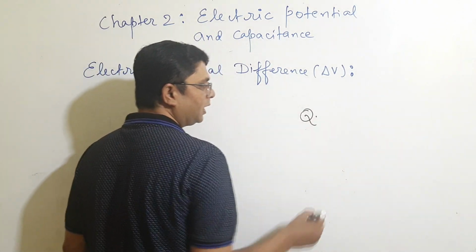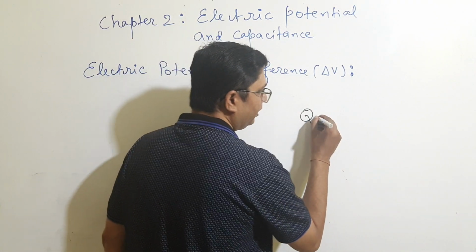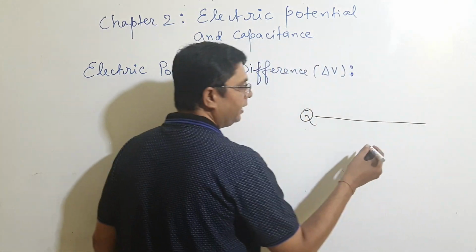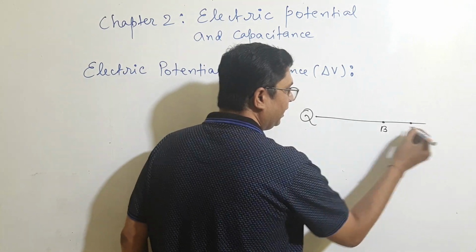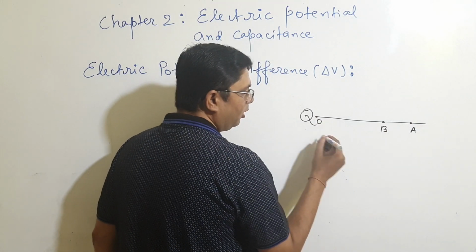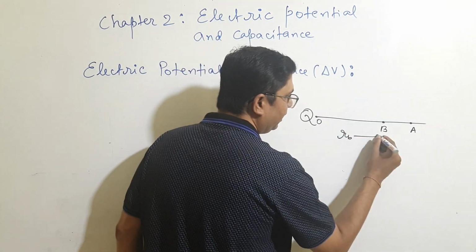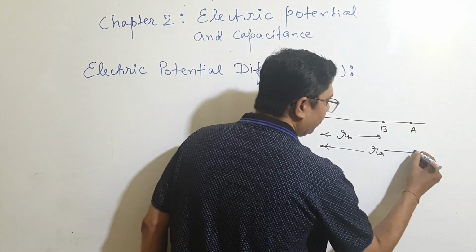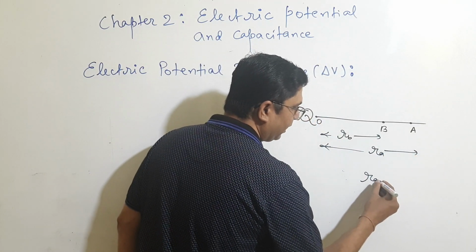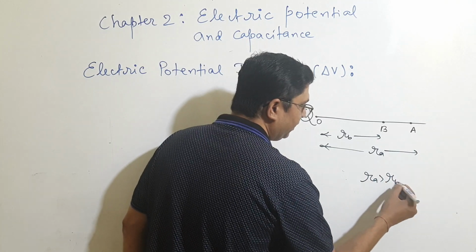Let's take a source charge Q and draw the line. In this line we have a point here B, a point here A. This is the point O. This is said to be RB. This is said to be RA. Here note down RA is greater than RB.